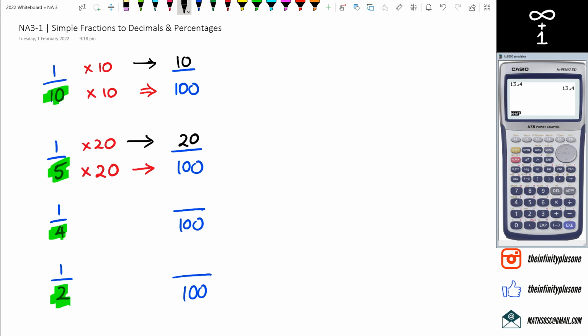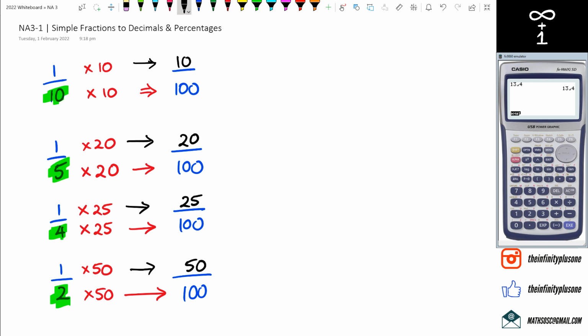Let's look at the next one. I've got 4, and I've got to multiply by some number to get to 100. Well, in this case, I know it's going to be 25, because 4 times 25 is 100. And also I've got to do 1 times 25, which equals 25. So far, so good. And of course, I've got that half, which is a 2. And I know that I've got to multiply by 50 to get to 100, which means I've got to do the same for the numerator. 1 times 50 is going to give me 50.